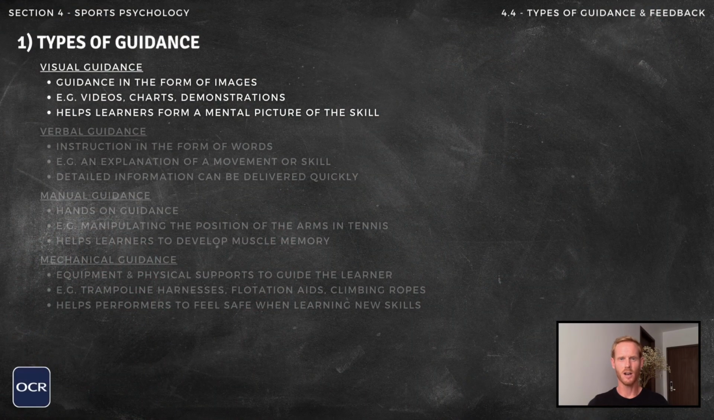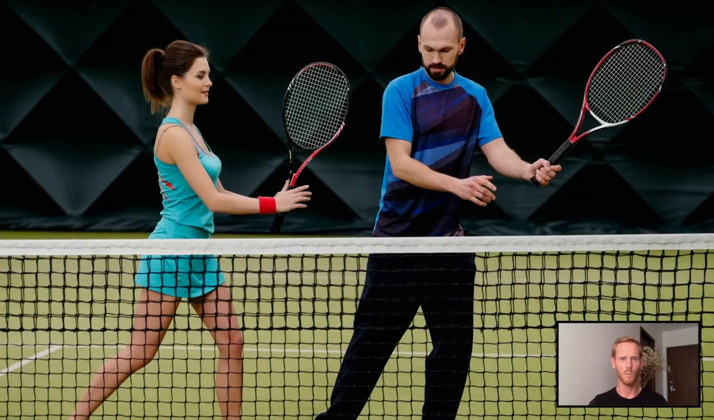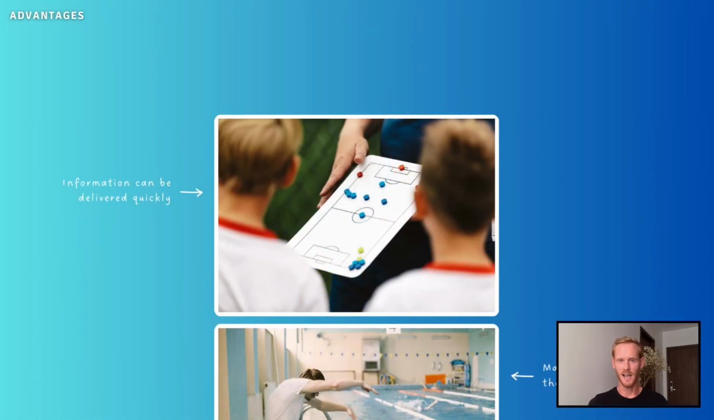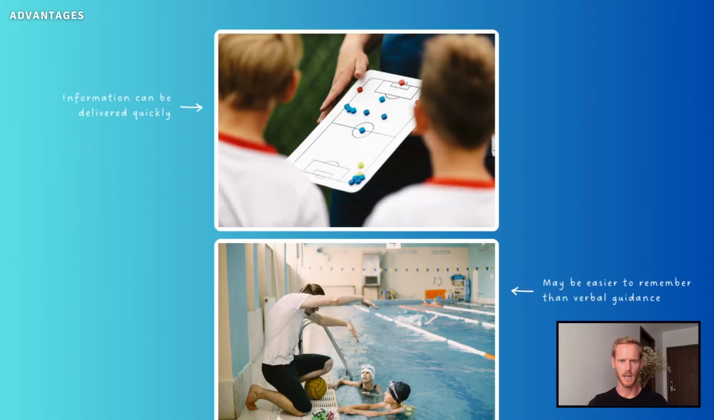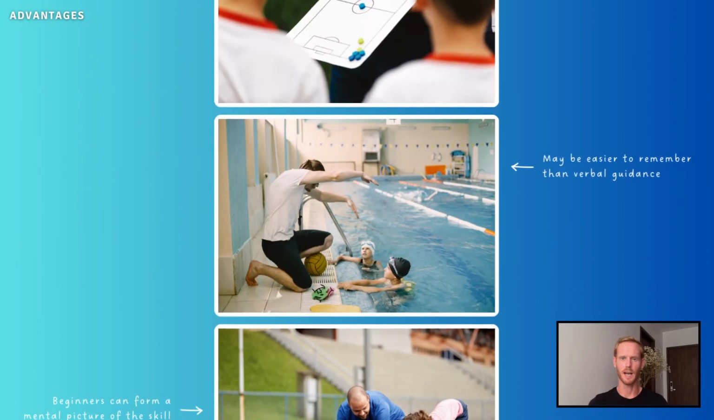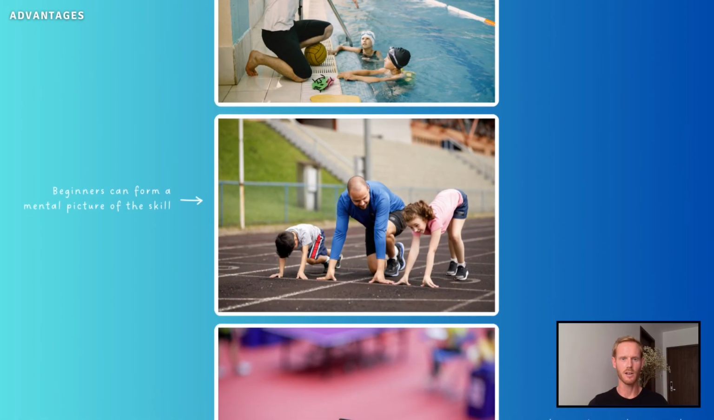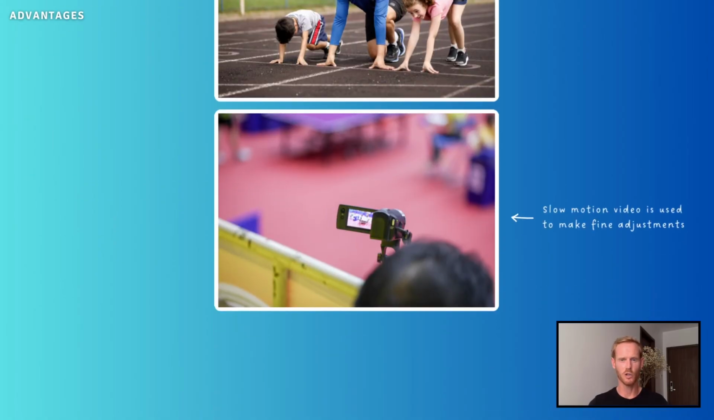Visual guidance is guidance that comes in the form of images, for example, the use of videos, charts, or demonstrations of a skill or technique. This is usually the first way in which new skills are taught, as it helps learners to form a mental picture of what's required. Visual guidance is a quick and effective method of delivering information, may be easier to remember than a verbal explanation, and is good for beginners who don't yet know what the correct performance of a skill should look like. In addition, slow motion video allows learners to identify their own mistakes and make fine technical adjustments.